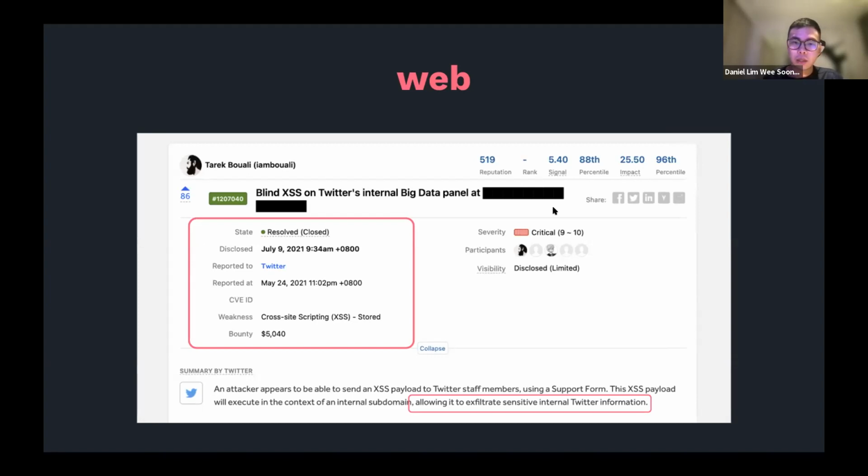And here's a quick example. Here we have this blind cross-site scripting attack on Twitter's internal data panel, which allows an attacker to exfiltrate sensitive information. And you see Twitter takes it very seriously, and they gave out $5,000 in bounty, quite a lot. So congrats to this guy.